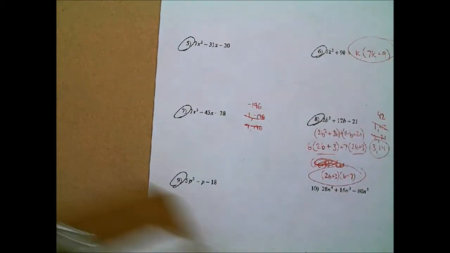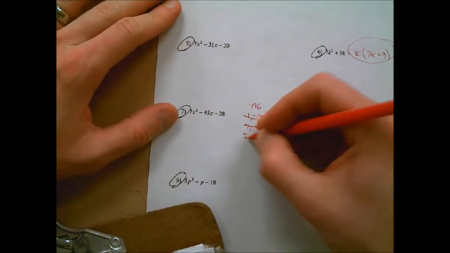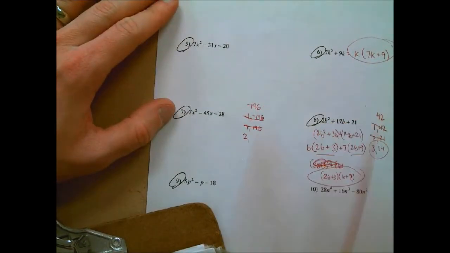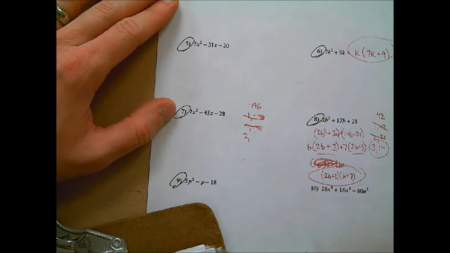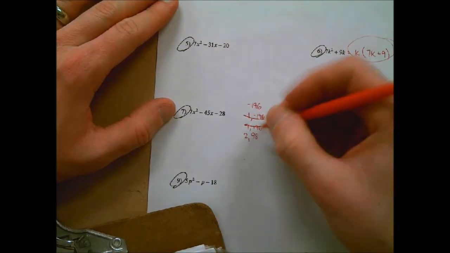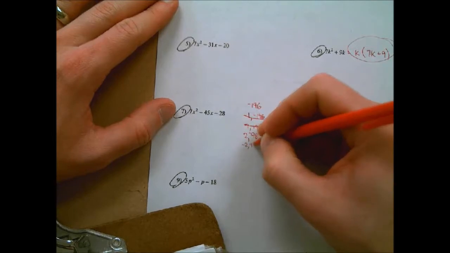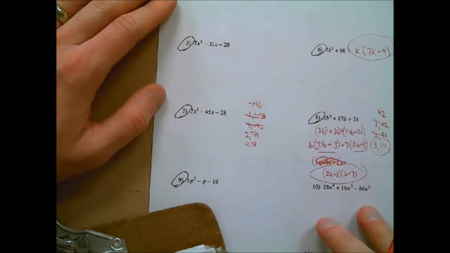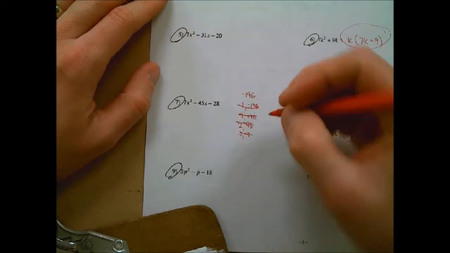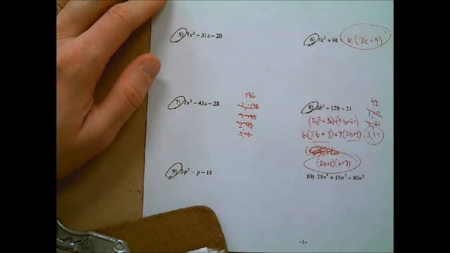So let's try 2. 196 is even, so I can divide it by 2, and we get 98. Of course, I need to have one of them be negative, so we'll say 2 and negative 98, or negative 2 and positive 98. These do not add to negative 45. So we'll cross those out. Let's see, 3. 196 divided by 3, no, it's not.